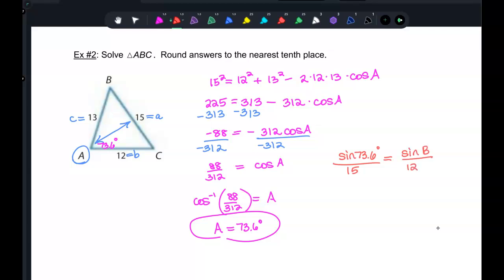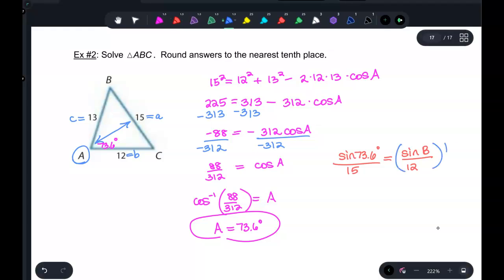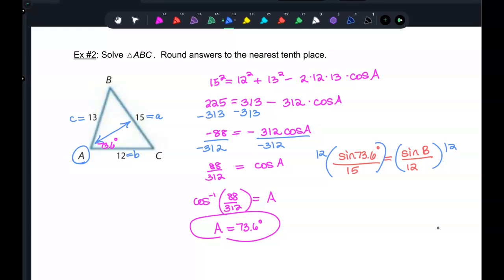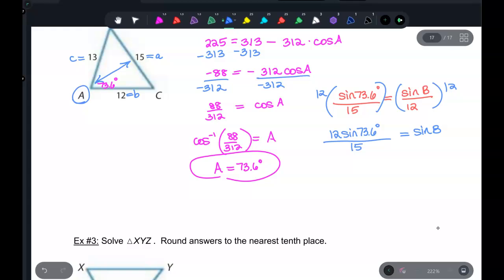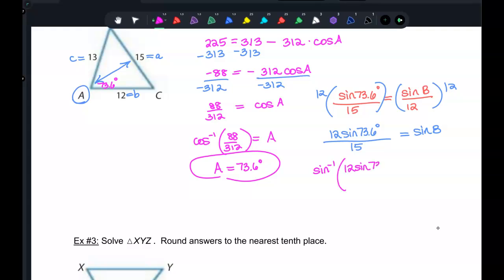over 12. Now I could use law of cosines a second time, but because law of sines is much easier, it's just a proportion, cross multiplying, this is what I'm going to do here. Okay, so I'm going to multiply both sides by 12. So I have 12 times sine of 73.6 degrees over 15 is equal to the sine of B. Again, I'm trying to find the angle measure, so I am going to do the sine inverse of all of what we have on the left side.